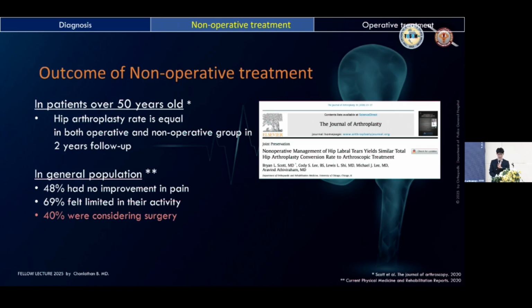For the outcome of non-operative treatment, there is one interesting study showing that in patients over 50 years old, at 2-year follow-up, the total hip arthroplasty rate is similar in the operative group and non-operative group. And in the general population, almost 50% have no pain improvement, almost 70% still limit their activity, and about 40% consider surgery. Anyway, long-term follow-up is necessary.